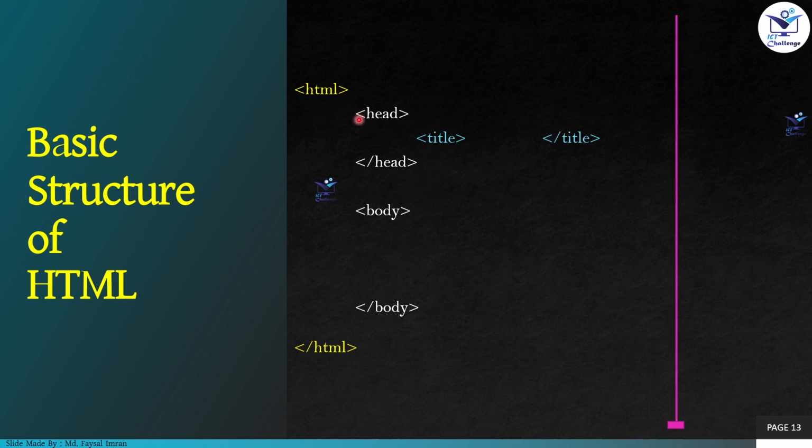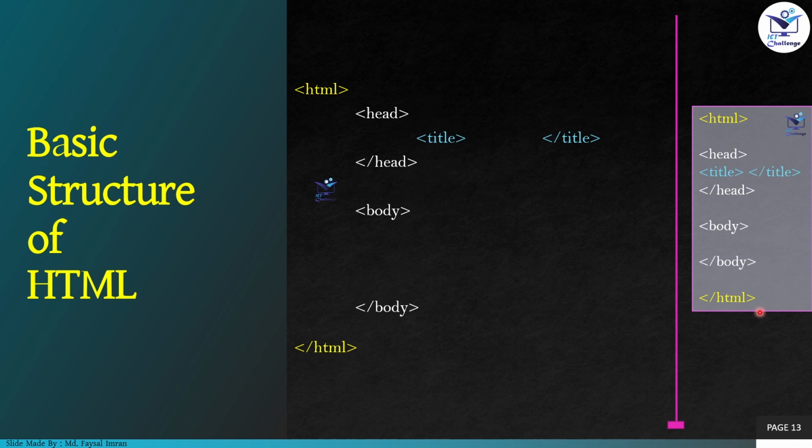For better understanding, we use a tab size space for this head section, and again we use another tab size space for this title section, because you can understand easily that this head section works inside of the HTML tag and this title section works inside of the head section. That's why we use this kind of space here. But if you don't want to use this space, you're free to use these tags without any kind of space.